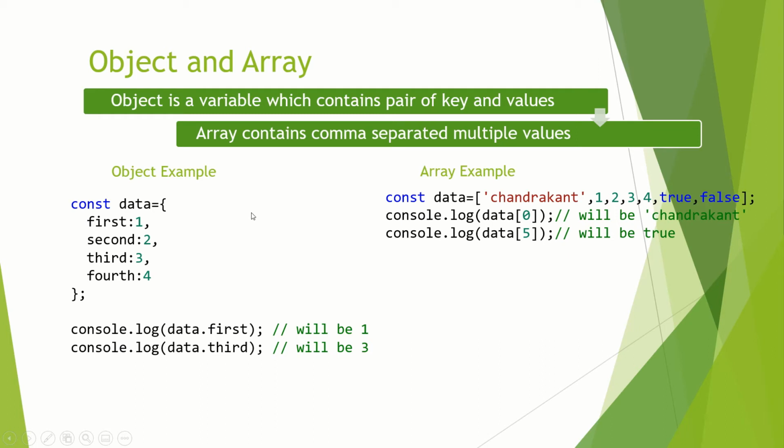Now the array. An array is a collection of multiple values. In JavaScript there is no restriction that an array can have only values of the same data type. Here in the example you can see I have declared one variable data with multiple values. Here I have used a string value, numeric values and a boolean value. To access a value inside the array you need to use the index. The index starts from 0 to length minus 1. So if I want to access Chandrakant, I need to use data[0]. When I write data[5], it will give me the value available at the 5th index.